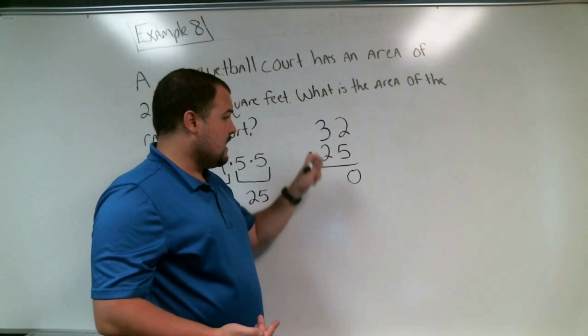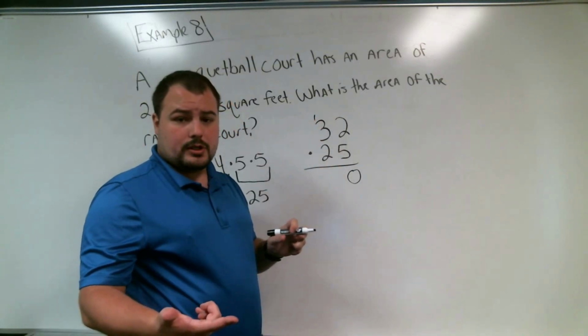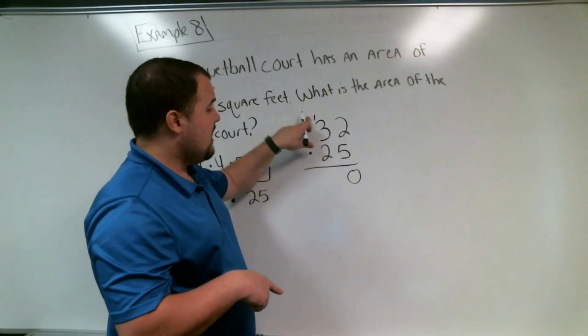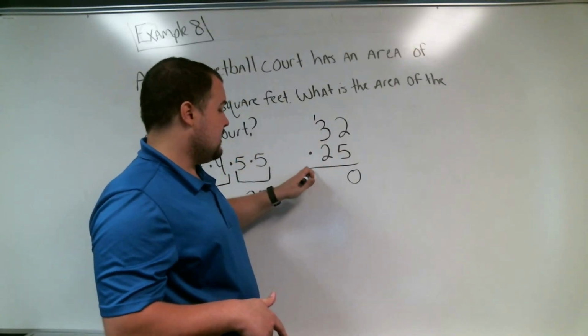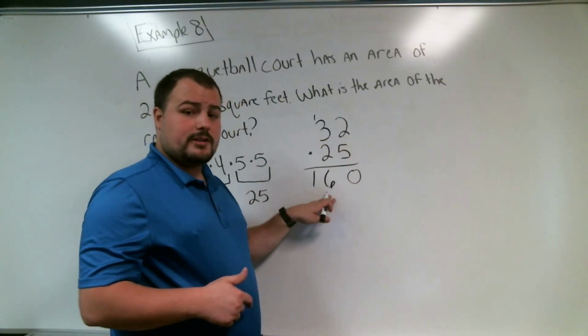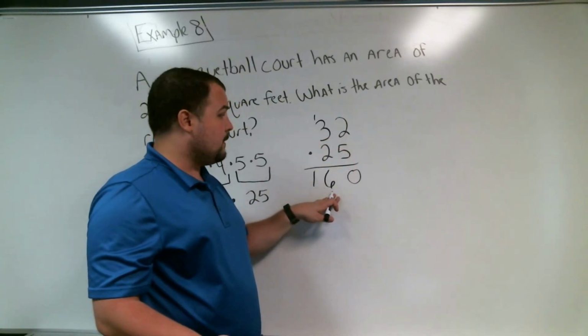You drop the 0 down, you carry the 1 over to 3. 5 times 3, that's 15. Add the 1, 15 plus 1 is 16. So 5 times 32 is 160. So I have my first number.